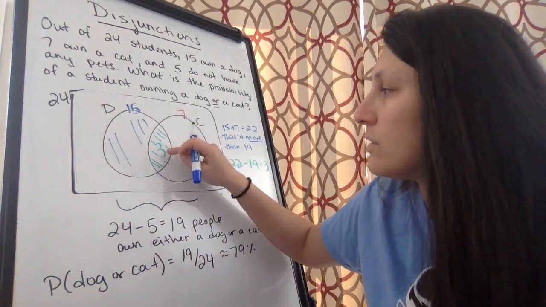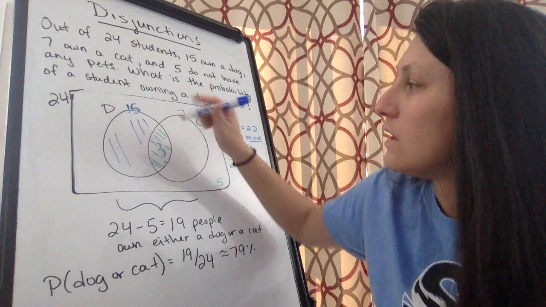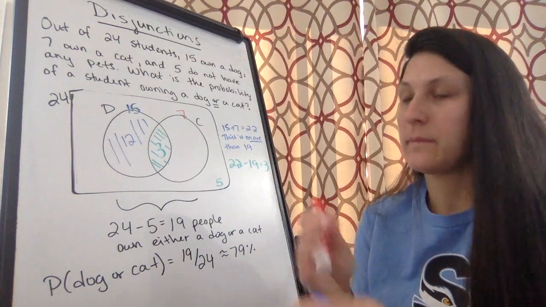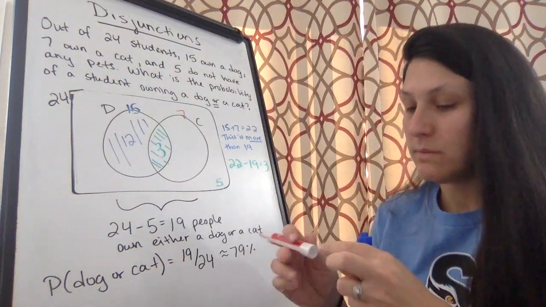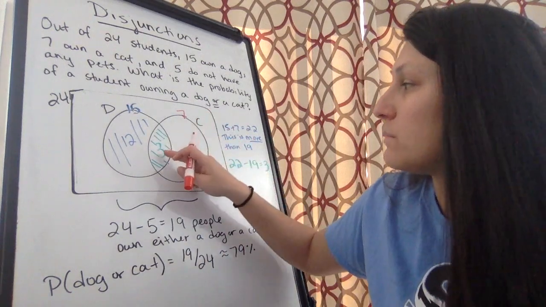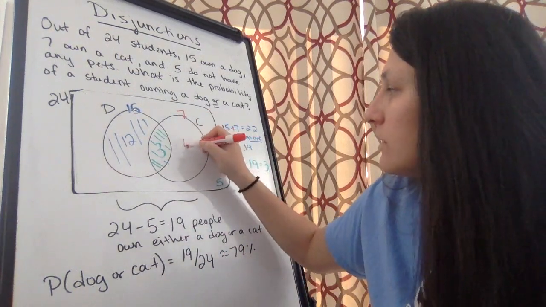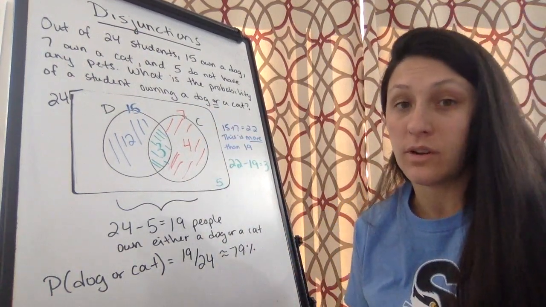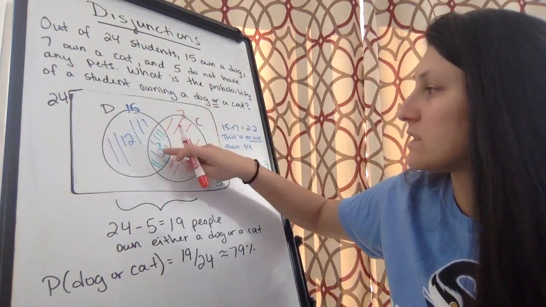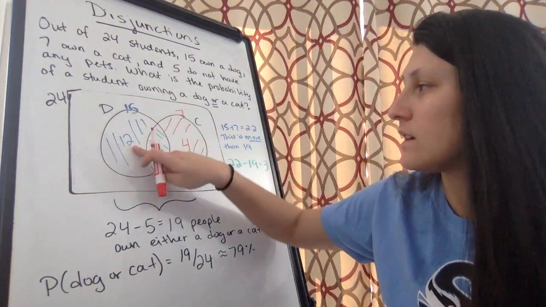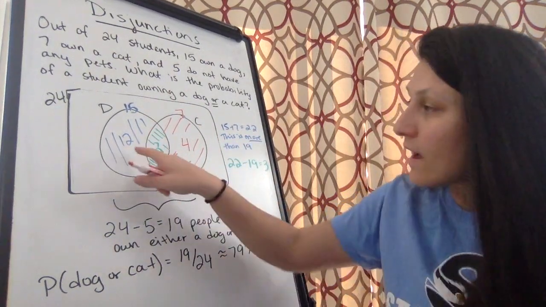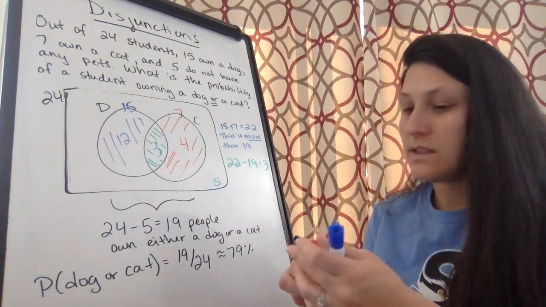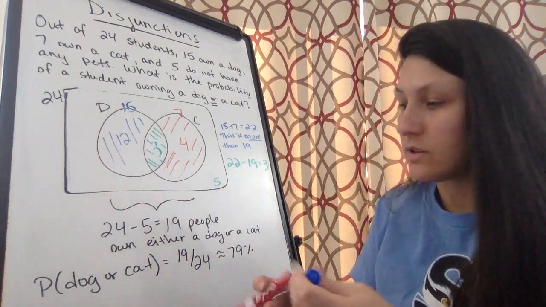So if 3 people own both and 15 people have dogs, then 12 people have only a dog. Likewise, if 7 people own a cat and 3 people own both a dog and a cat, then only 4 people own just a cat without also owning a dog. Again, I found these by doing 7 minus 3 and got 4, and 15 minus 3 and got 12. So now, if you add these together, which is why I put the numbers above the circles to help us see what's happening, these are the number of people who only own a dog.